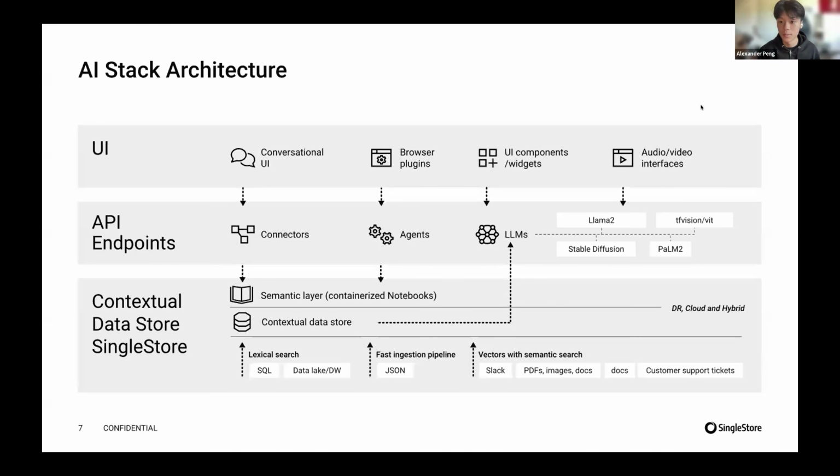And finally, at the bottommost layer, where we at SingleStore believe is the foundation of any generative AI architecture, is your contextual data store, or your database. And that's going to contain all of your contextual information that you would like to be able to supply to your AI application, to your chatbot. That's going to be, you know, your Slack messages, potentially your PDFs, private company documents, images, audio, customer support tickets, markdown files.